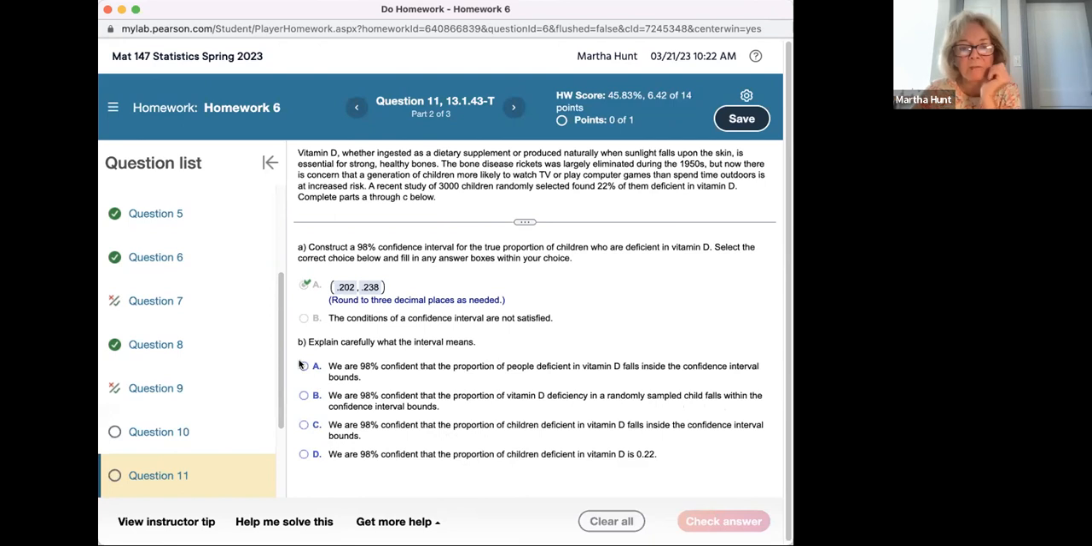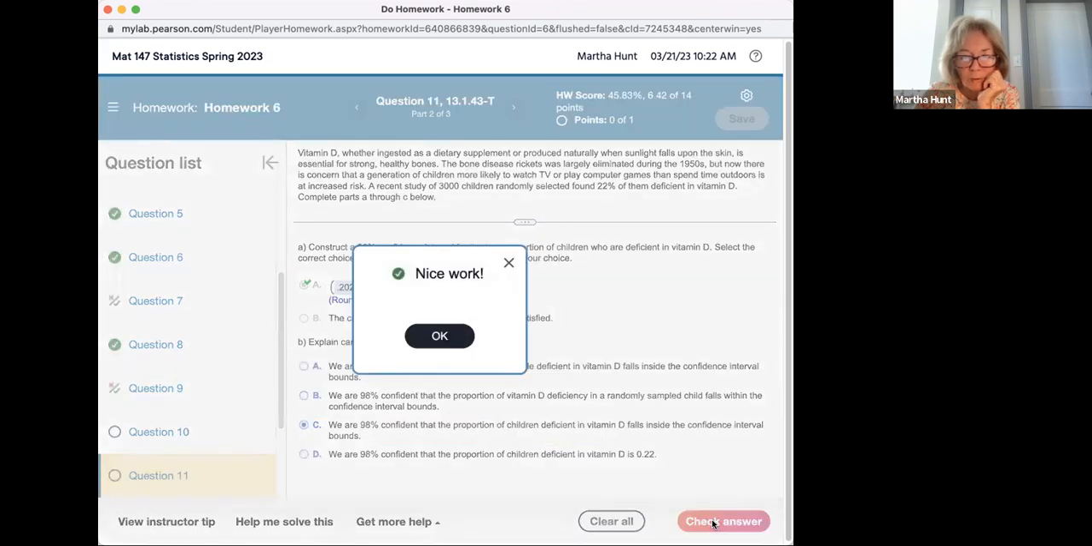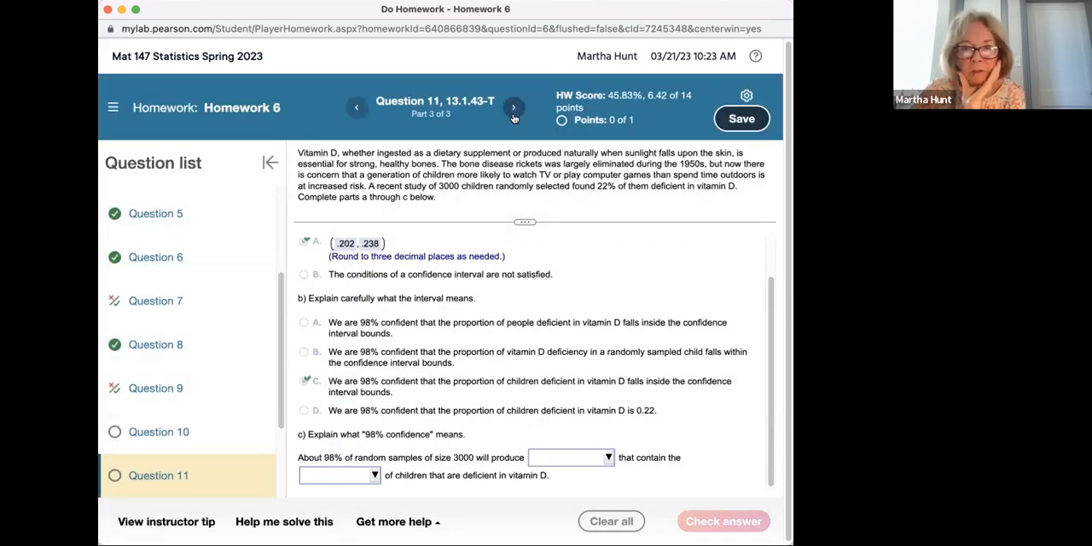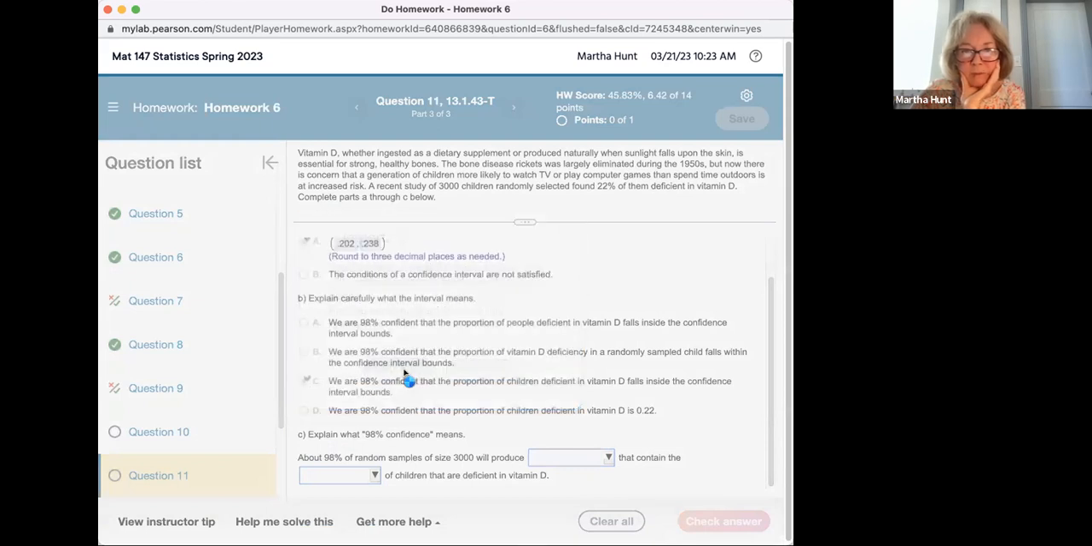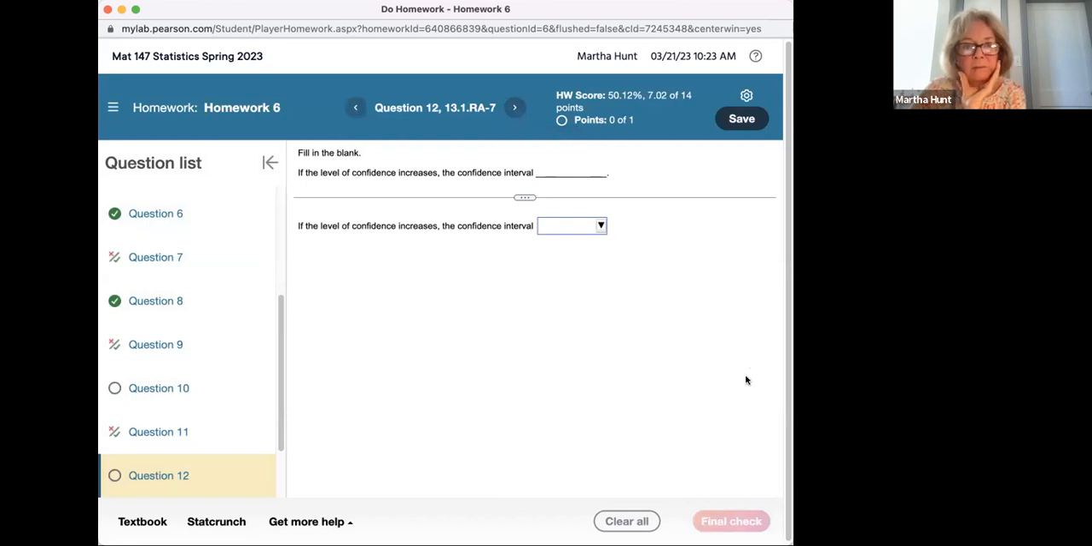I'm looking to see what's the difference between A and C. This says people. This says children. I believe the study was done on children. Cool. All right. Now, again, I'm looking for something different. Yeah, we're leaving the question. All right.